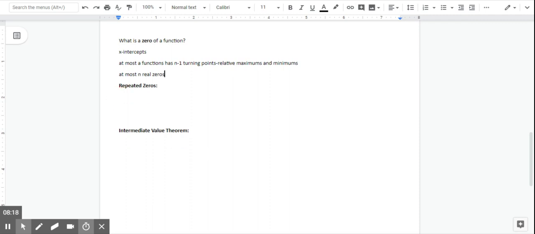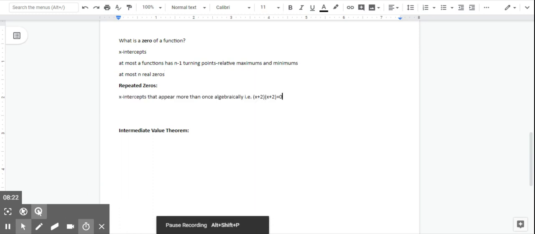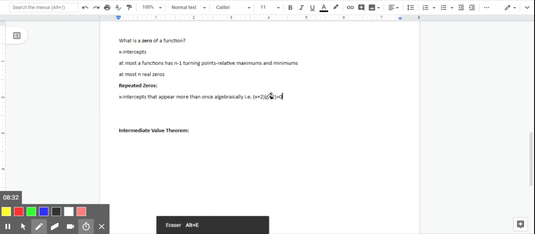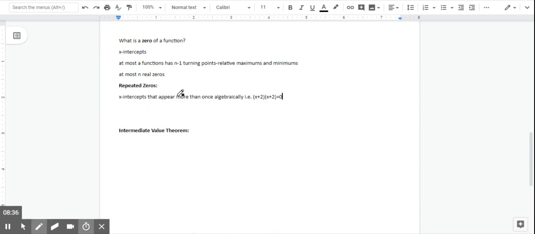So now let's talk about repeated zeros. When will we have a repeated zero? A repeated zero is if you factor out, let's say you're factoring a quadratic, and you get something that looks like this: x plus 2 times x plus 2. So x-intercepts that appear more than once algebraically. x equals negative 2 appears twice. So that means we have a repeated zero.